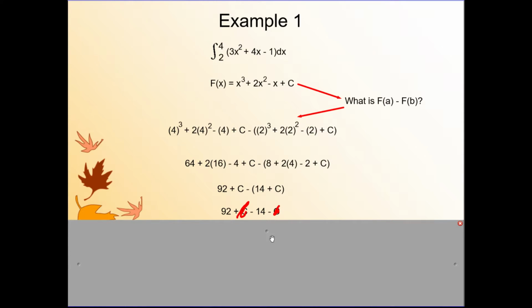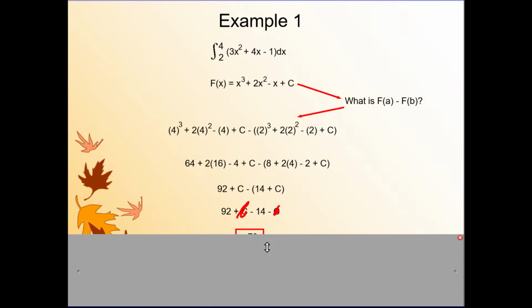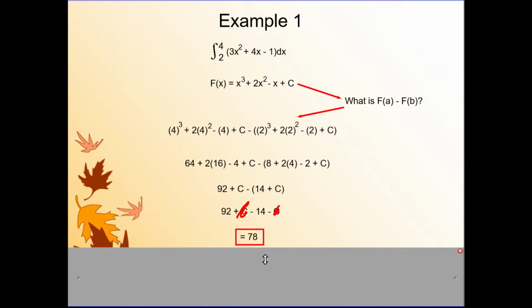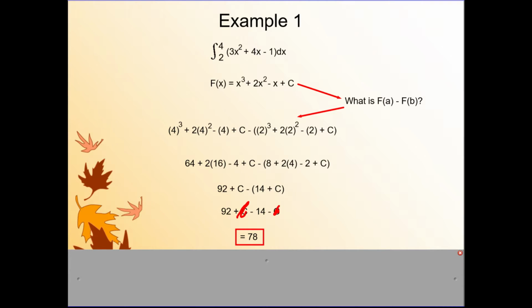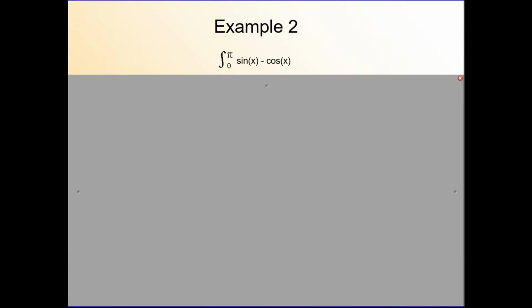Right? So now we're left with just 92 minus 14, which we should find is 78. Right? So with any definite integral problem, the c's should cancel out. And so that's another thing that contributes to it being a definite integral. We definitely know it's 78. But yes, like I said, these c's should always cancel out. If they don't cancel out, you know that you might have messed up somewhere.